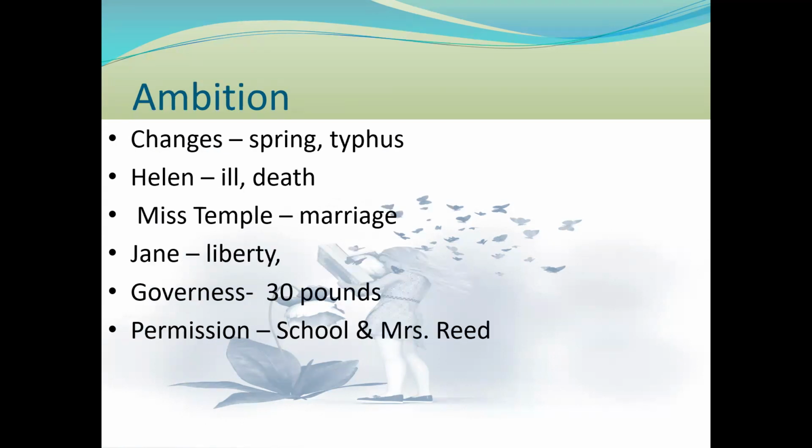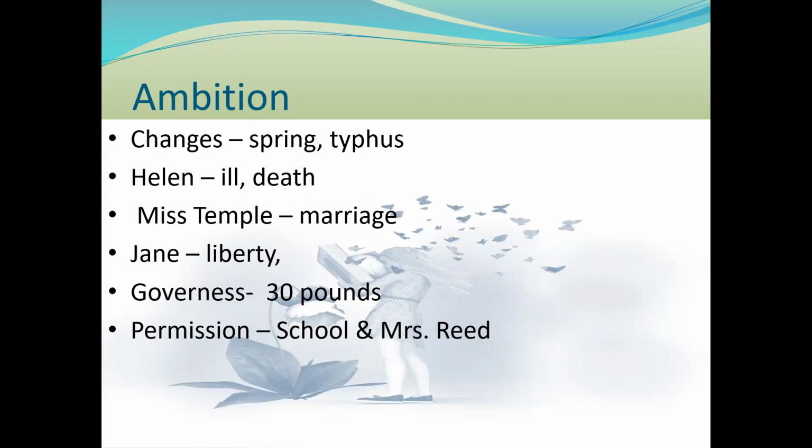There is a sudden change in the school atmosphere with the arrival of the spring season. Typhus fever affects all the students in the school. Helen suffers from typhus fever and she dies. Hence, Jane is very mortified. However, she remains ambitious and tries to complete her education. She continues her education for 6 years in Lowood School and successfully graduates from the school. She also works in the same school as a teacher for 2 years.